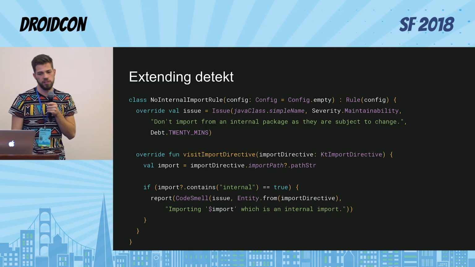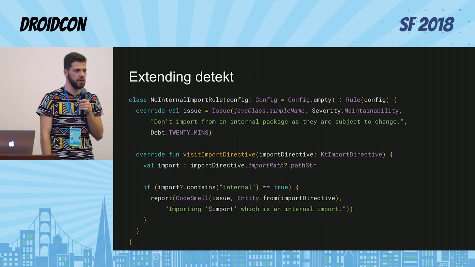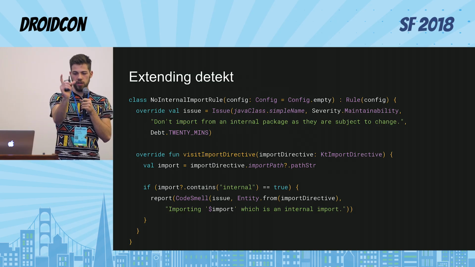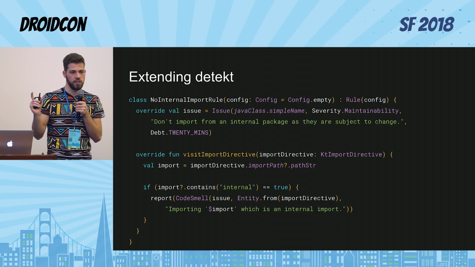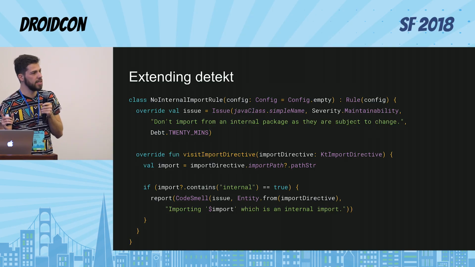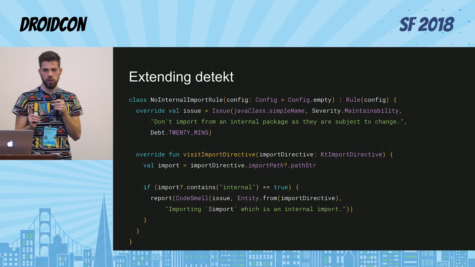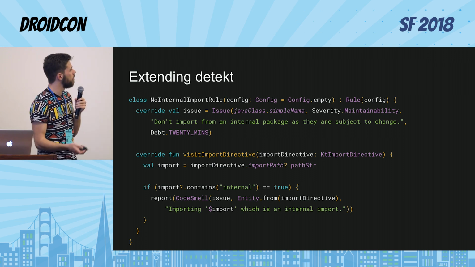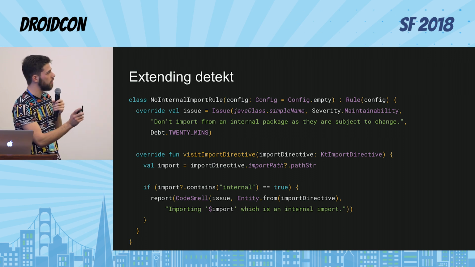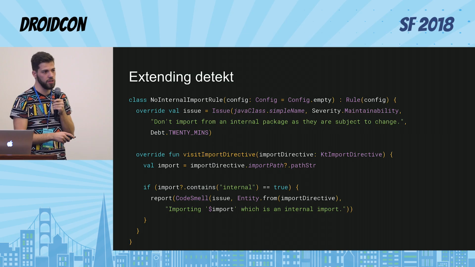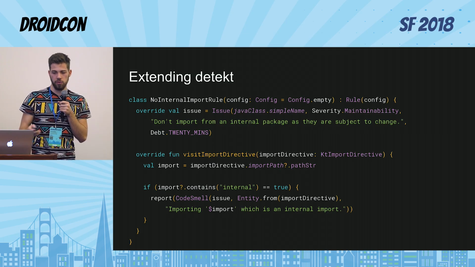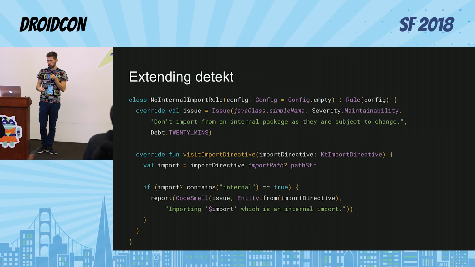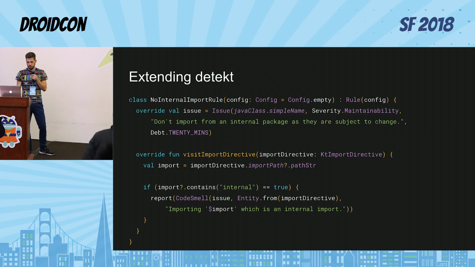And then here we have this visit pattern. We have this visit method. This time it's taking a KtImportDirective. That's the class that's coming from the Kotlin compiler. So this will only work with Kotlin code. But the parts of the method are pretty much the same. We take the import path as a string. We check if it contains internal. In case it does, we report it as a code smell, and then we pass in a custom message.